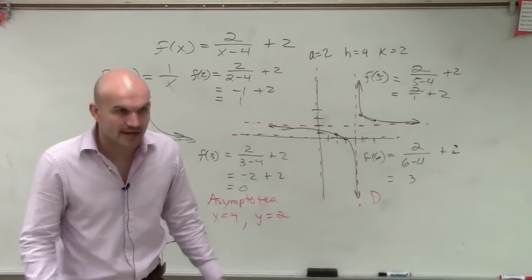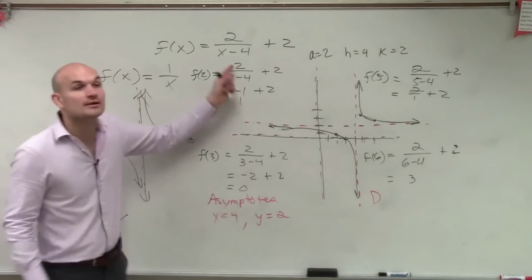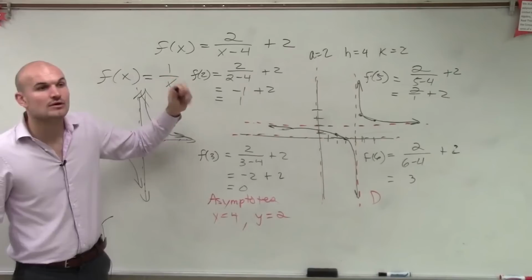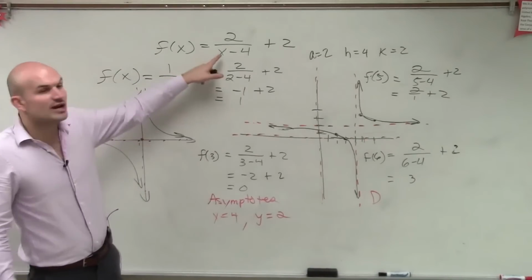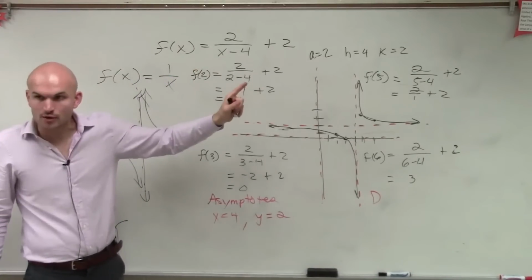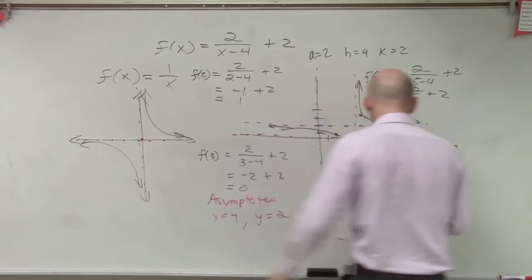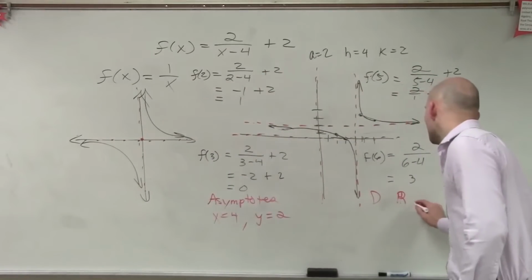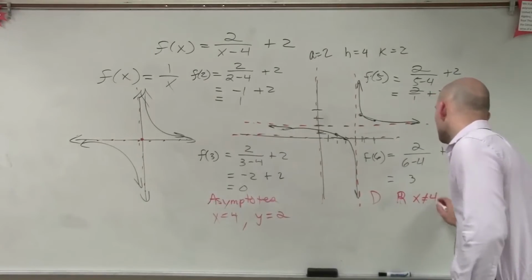OK, that's exactly why you need to be looking up here. Yes? What value? 4. Exactly, 4. If you put in a 4, then you get 0 in the denominator, which we know is undefined. So our domain is going to be all real numbers, except x cannot equal 4.